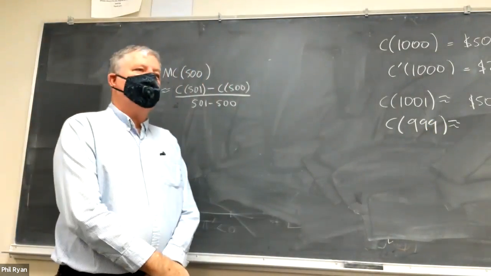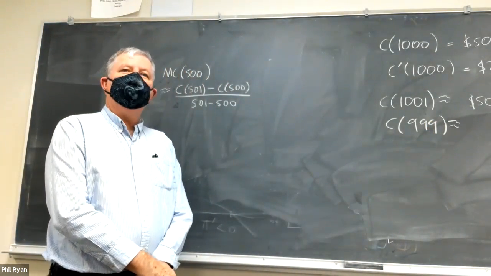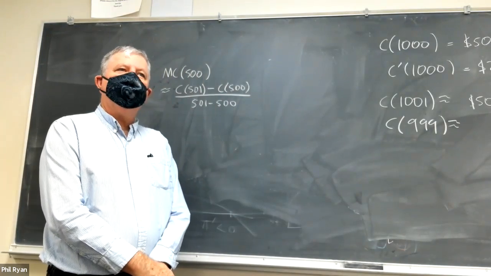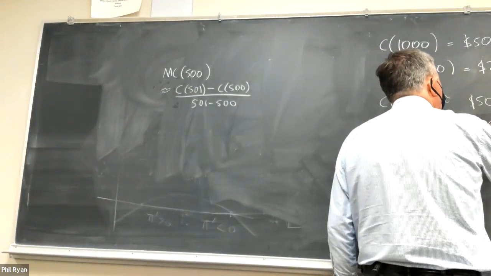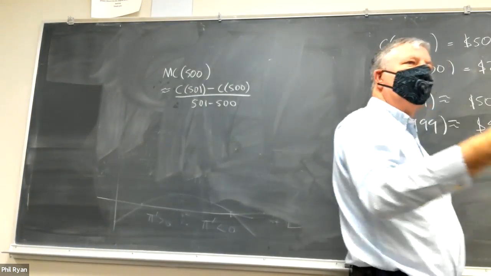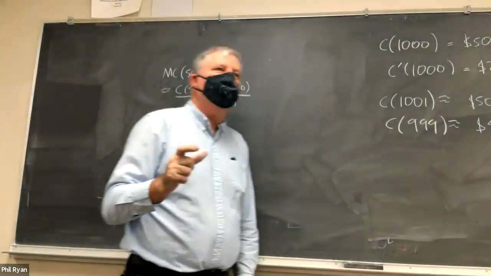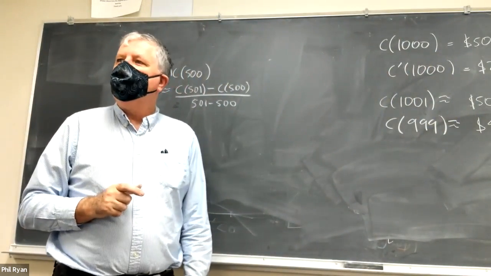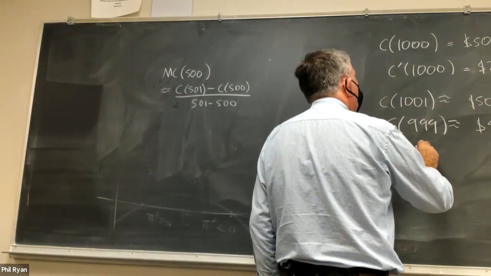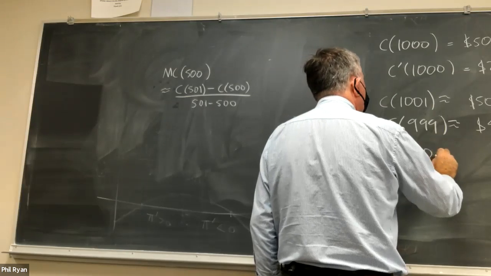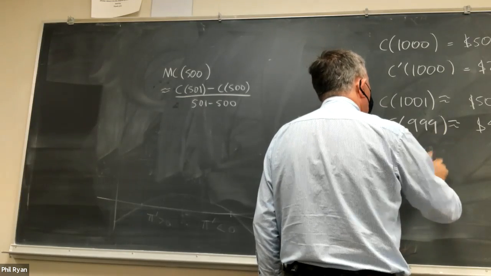How much do we estimate it's going to cost to make 999 items? $475. Right, so this is using the tangent line approximation to do things. What about 1,100 items?